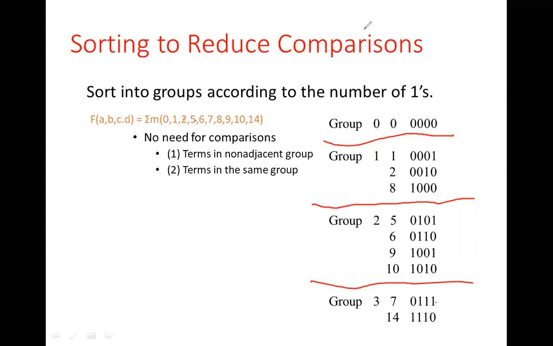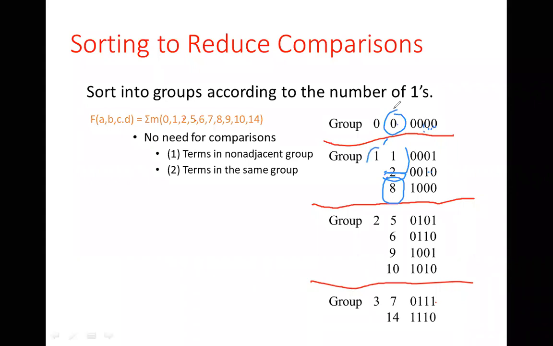So what do we mean by comparing adjacent groups? 0 over here should be compared with 1. 0 can be compared with 2. 0 can be compared with 8. Because only 1 bit change will be only between these. If I go over here, you will get 2 bits change. So I cannot compare with group 2. If you want, you can compare and see.